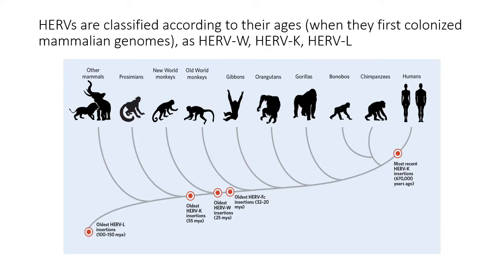Okay, so in terms of classification, they are classified according to their ages and in what organisms particular ones are found. The oldest ones are the HERV-L group, which apparently colonized the mammalian genome very many years ago. Then we have the HERV-K class, which came later, the HERV-W class, and finally there are some more recent HERV-K insertions, which occurred approximately 670,000 years ago. So these have been around for a long time and are characteristic of mammalian genomes in general, but we have maybe more than a lot.